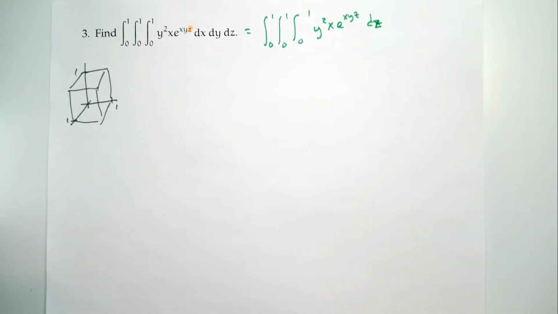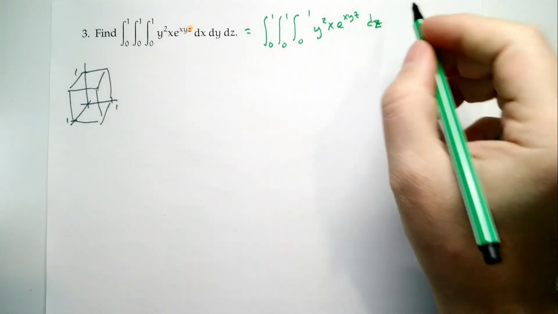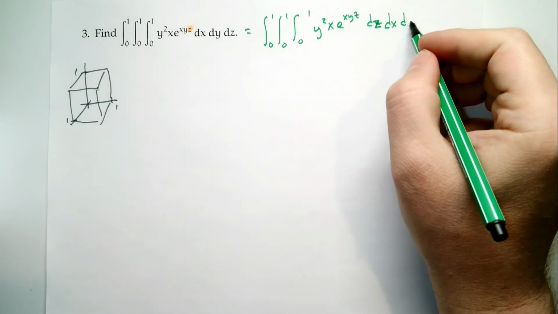How about the next layer? Well, we can always change our mind later, but I'm going to go out on a limb and say maybe an x, because that seems slightly easier. So let's try dz dx dy.